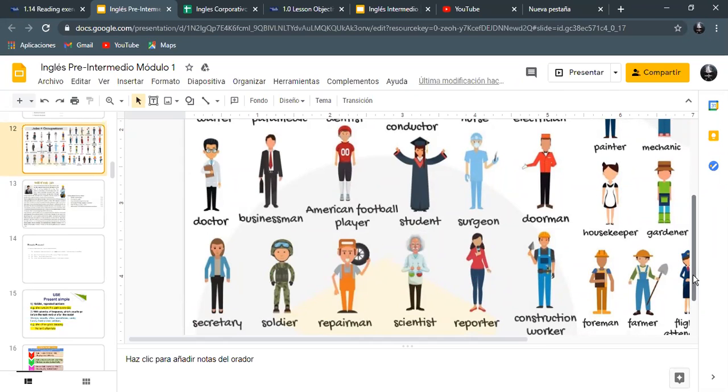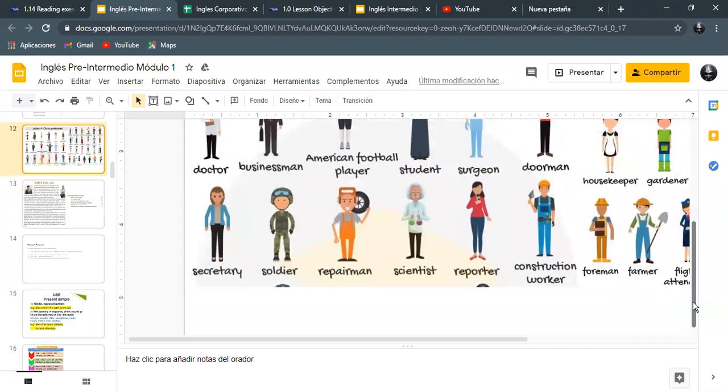So, sergeant. Cirujano. Doorman. Botones. You can say also bellboy. Bellboy is another name for that one. Secretary is very easy. Soldier is very easy. Repairman. What is repairman? Hombre reparador. Alguien que repara algo. Good. Scientist. Científico. Reporter.